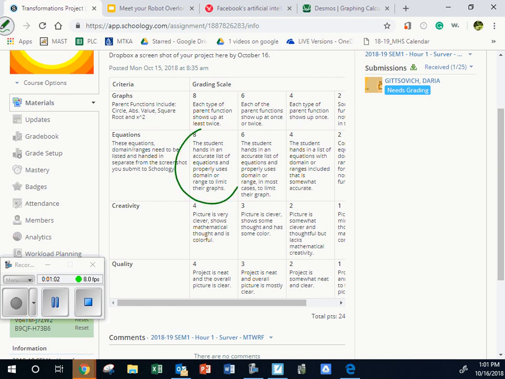How about this? Do you have an accurate list of equations? Now, it does say here that it has to be handed in on paper, separately. Well, kind of. You can just take a screenshot of the Desmos page that has the equations on it. You do not have to handwrite them out. We did make kids do that last year. I'm overruling that and saying it's okay if you just have a screenshot from Desmos.